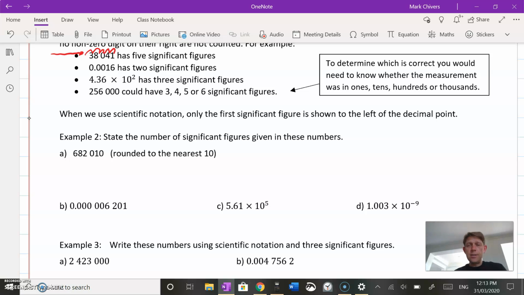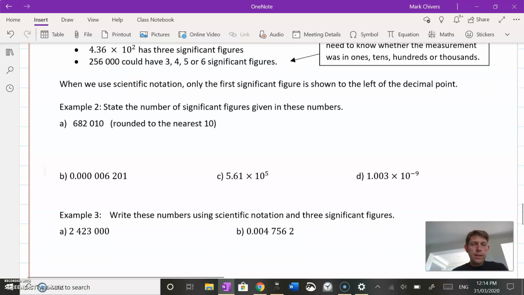Now, 256,000, we really need to know more information. I don't know if those zeros are significant. So if we'd counted to the nearest 1,000, then we've got 3 significant figures. If we counted to the nearest 100, then we've got 4 significant figures. If we counted to the nearest 10, then we've got 5 significant figures. Or if we counted to the nearest unit, it just so happened that this particular thing was exactly 256,000, then we have 6 significant figures. So to determine, you've got to know how the measurement was taken.